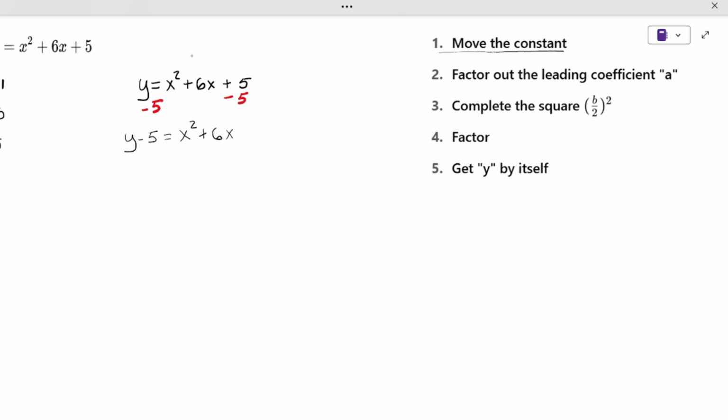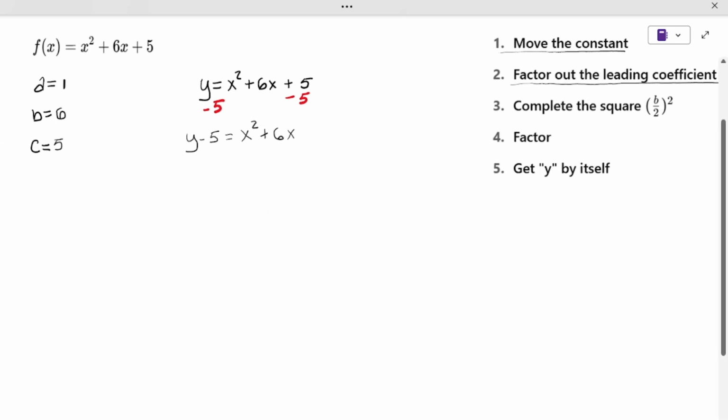Let's look at step number 2. Step number 2 says factor out the leading coefficient a. Well, if we look at our a term over here, we can see that the coefficient is 1. The coefficient is 1 right here. And if we factor out a 1, it's not really going to change our equation at all. So it really doesn't make any sense to do that. So we're actually just going to skip this step for this problem specifically.